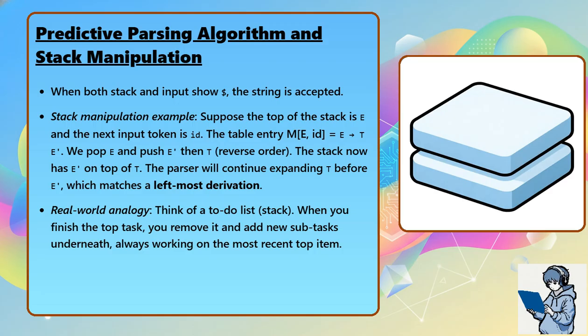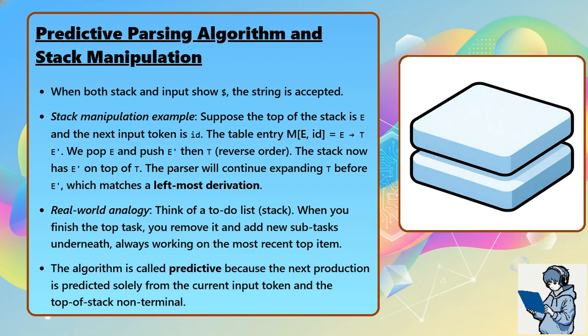Real-world analogy: think of a to-do list stack. When you finish the top task, you remove it and add new subtasks underneath, always working on the most recent top item. The algorithm is called predictive because the next production is predicted solely from the current input token and the top of stack non-terminal.